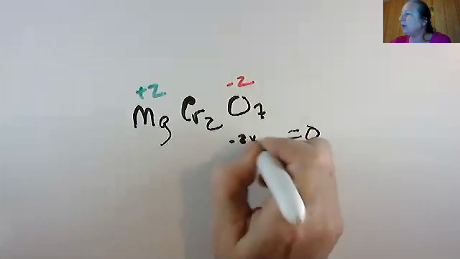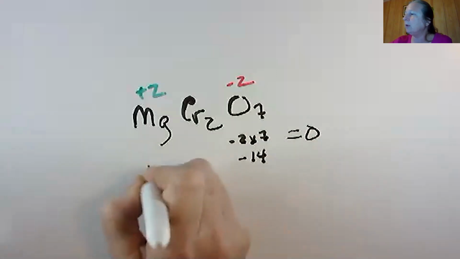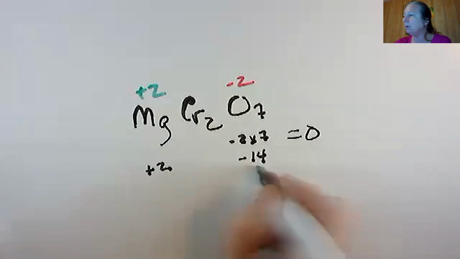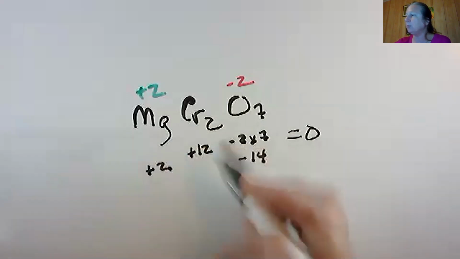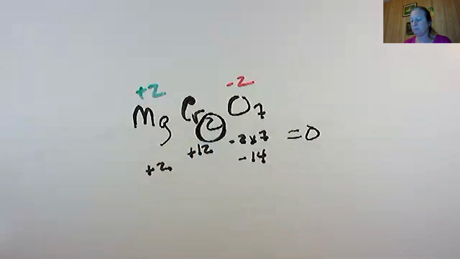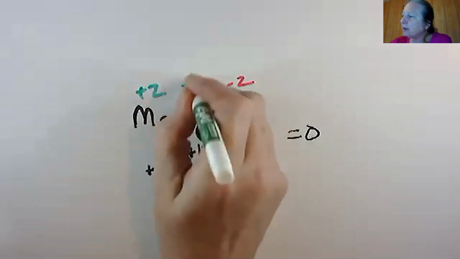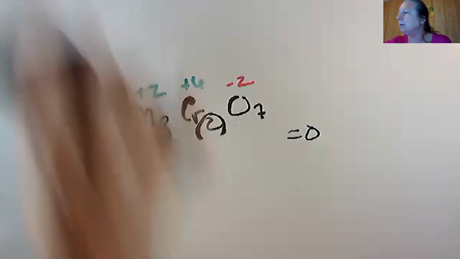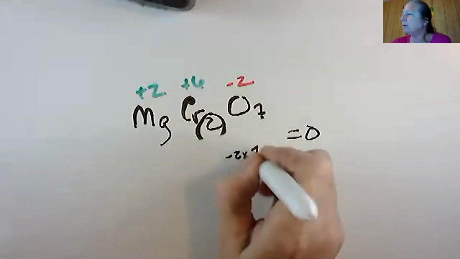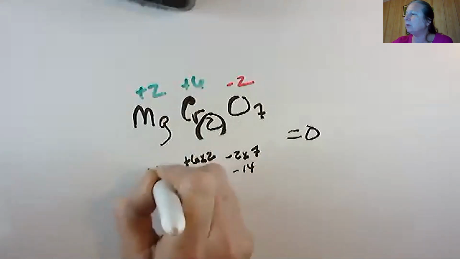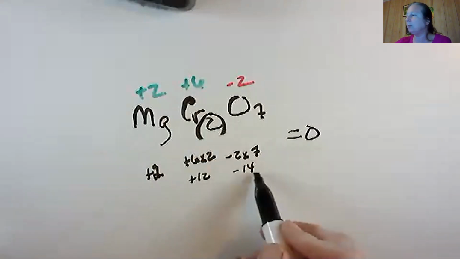So we have -2 times 7. So that's going to give me -14 and a +2 because I only have one of these. So my sum of my chromiums has got to equal +12, right? Because +12 added to +2 is +14, minus 14 gives me 0. But I have 2 of them. So each individual chromium, you divide that by 2, is +6. And then if you want to double check, we say -2 times 7 is -14. +6 times 2 is +12, and this is +2. So +2 plus 12 is +14, -14 gives me 0.